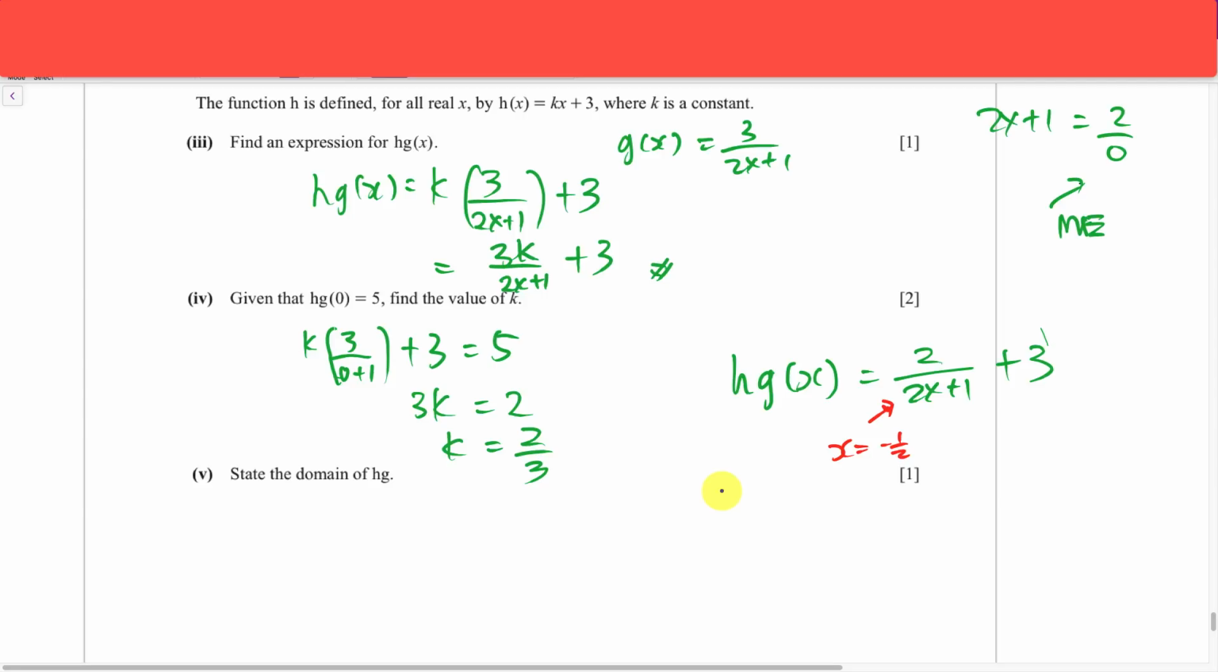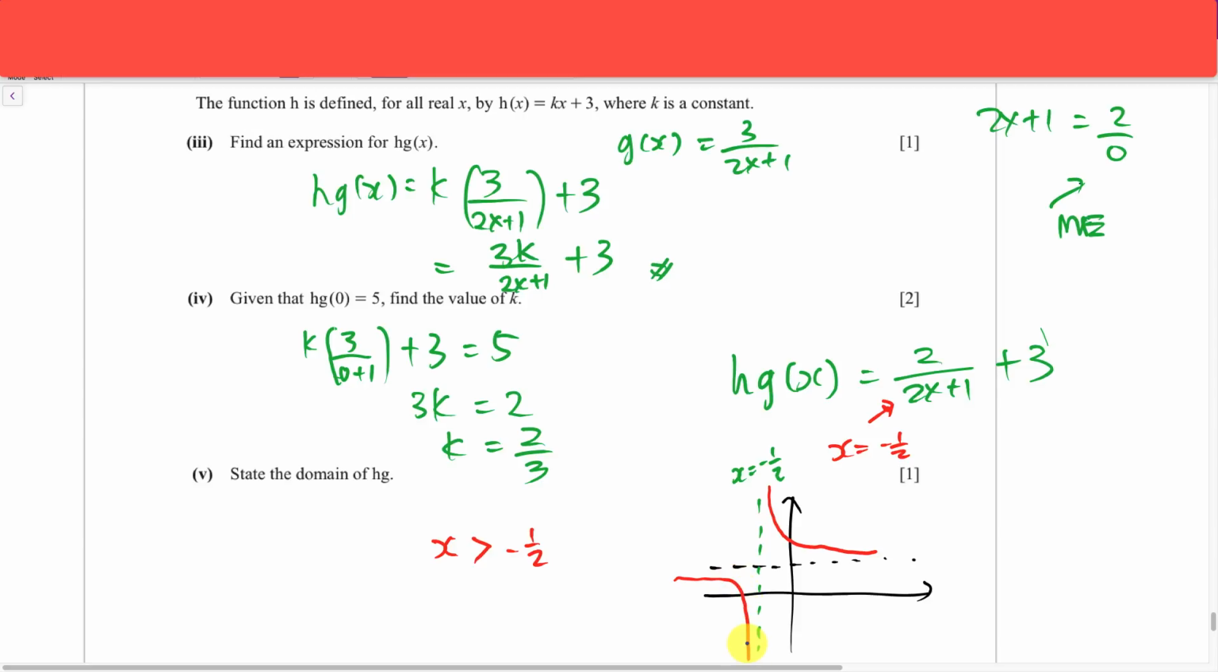State the domain. So I will just say x is bigger than negative half. That's all. Let me explain a little bit on the graph side also. Because of the plus 3, now the graph cannot touch 0. You have an asymptote line over here, which is x equals negative half. So your graph should be somewhere like this. It cannot touch 3.